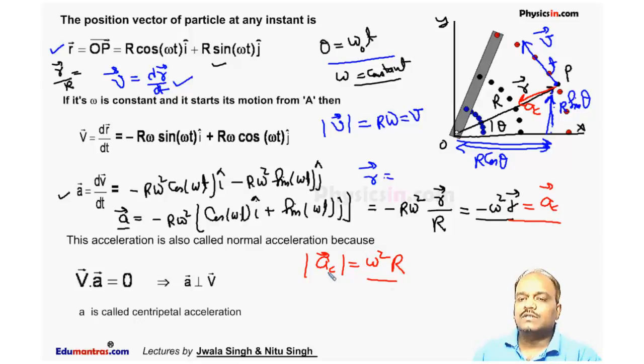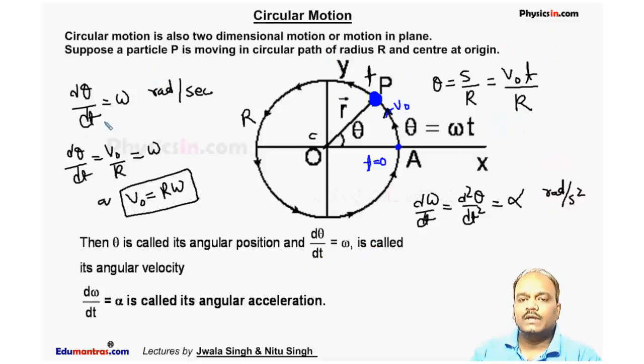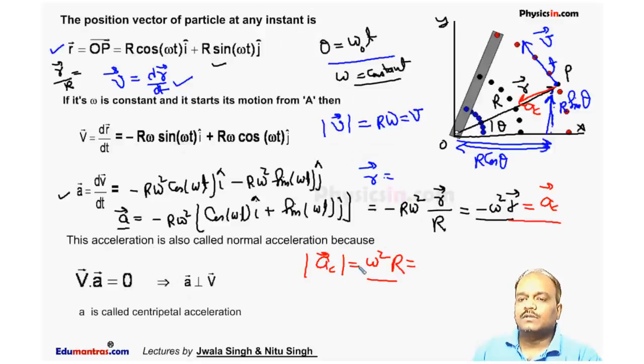This is the centripetal acceleration of the particle, and as we know, omega is also equal to v by r. So from here we can write omega is v by r, so it comes out to be v square by r. So the magnitude of centripetal acceleration is r omega square, or that is also equal to v square by r.